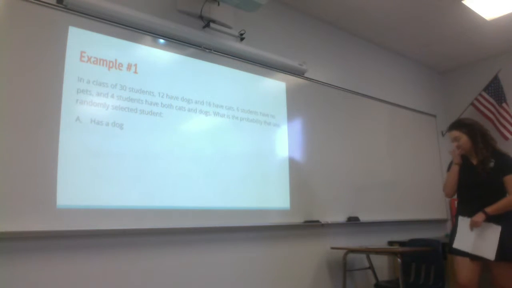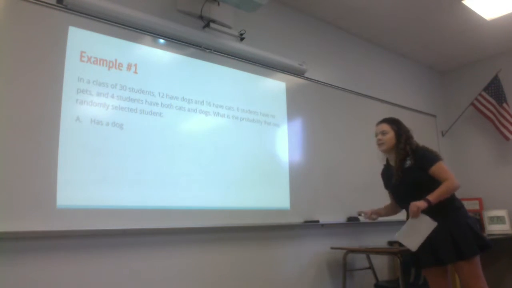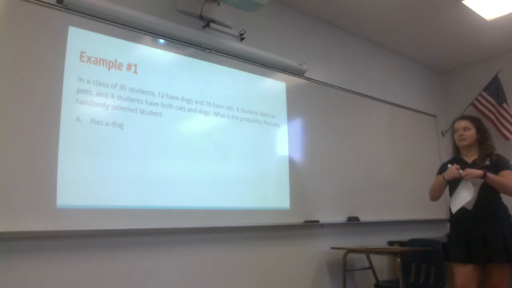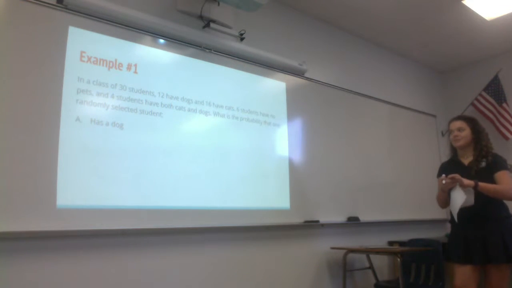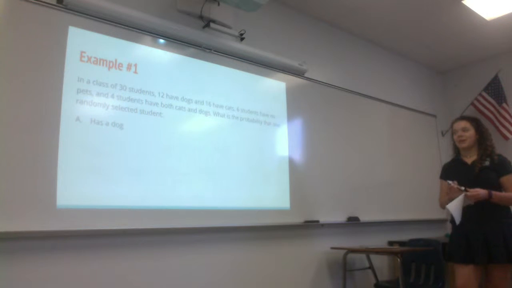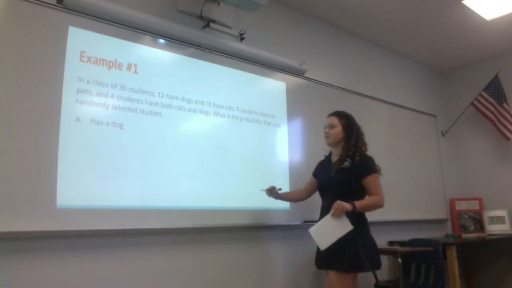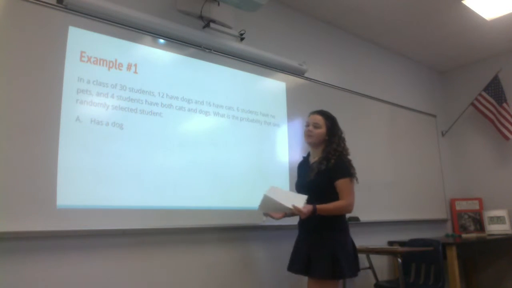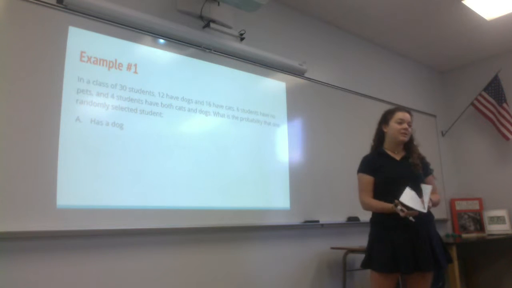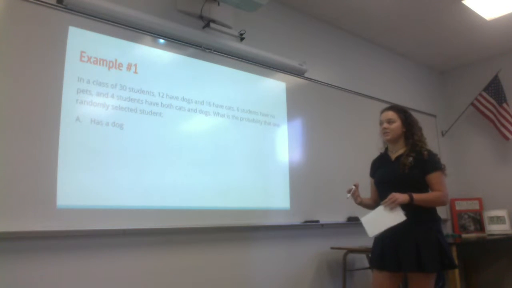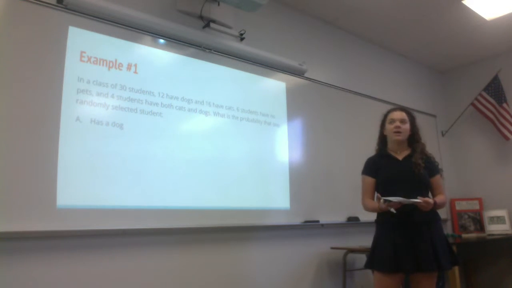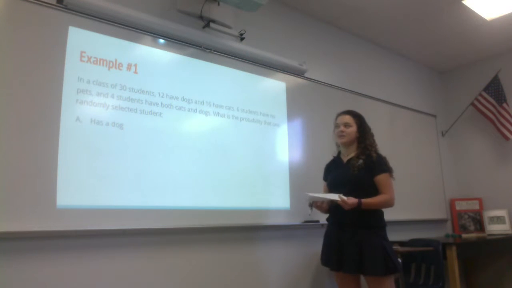So here we'll do our first example. In a class of 30 students, 12 have dogs and 16 have cats. 6 students have no pets and 4 students have both cats and dogs. What is the probability that one randomly selected student has a dog? And so as you can see, it gives you the data right here. Really, conditional probability is pretty simple math, but it's just manipulating the statistics that you're given and being able to put that into an equation.